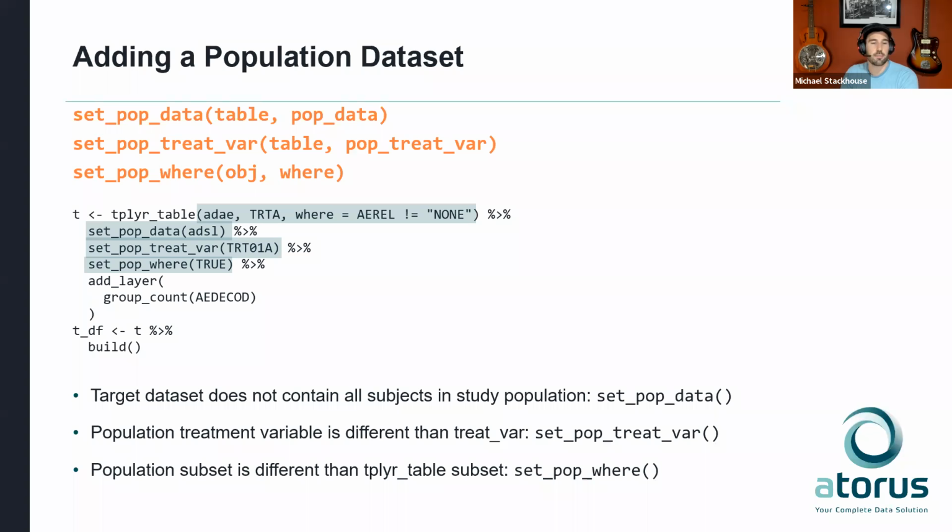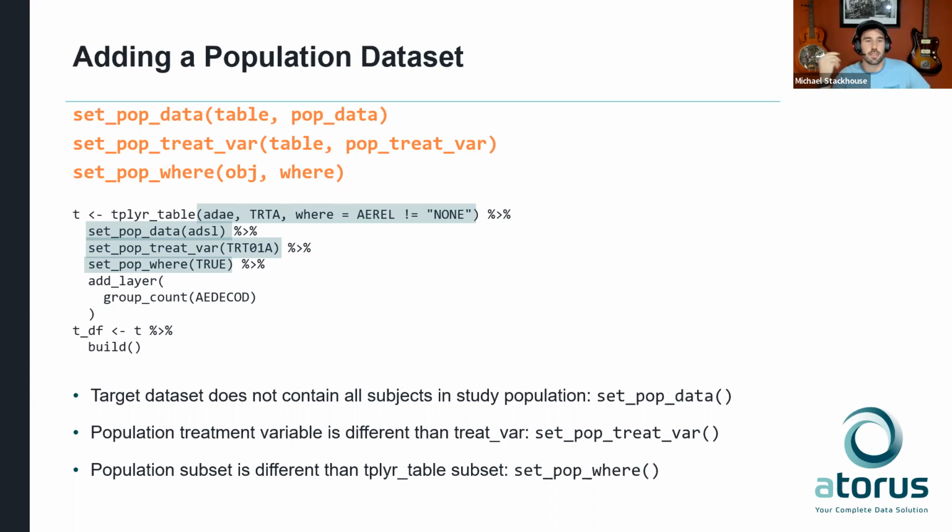And then we set the population where statement. Here we're setting it to true. So why is this? Well, in the table level data, when you're setting that where statement, we're saying that we only want adverse events related to the study. So AE rel is not equal to none. Well, AE rel doesn't exist in ADSL.